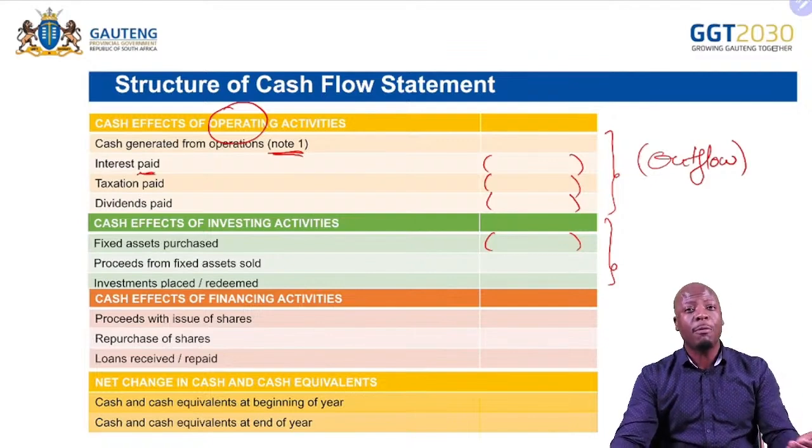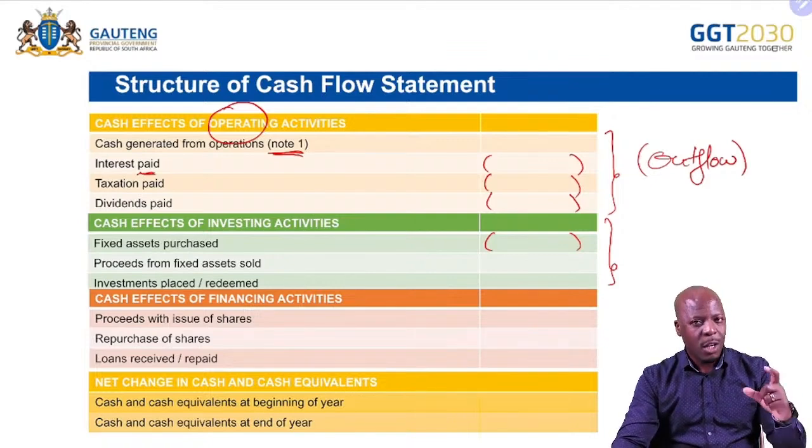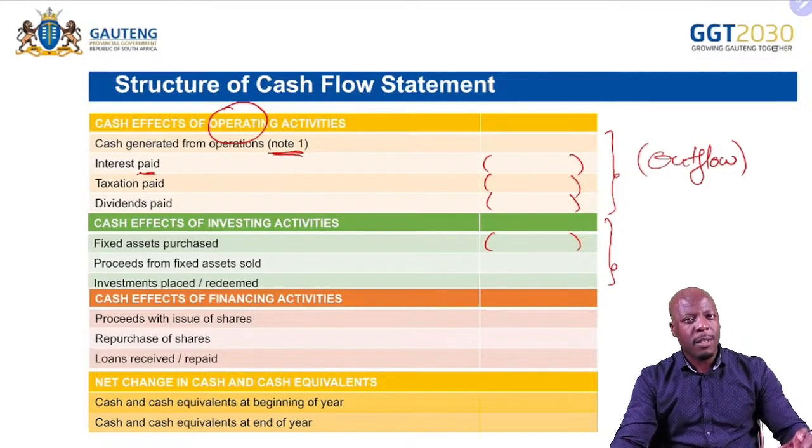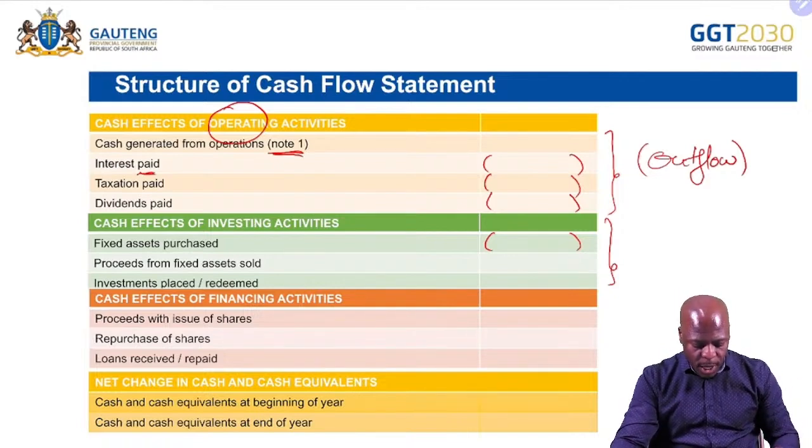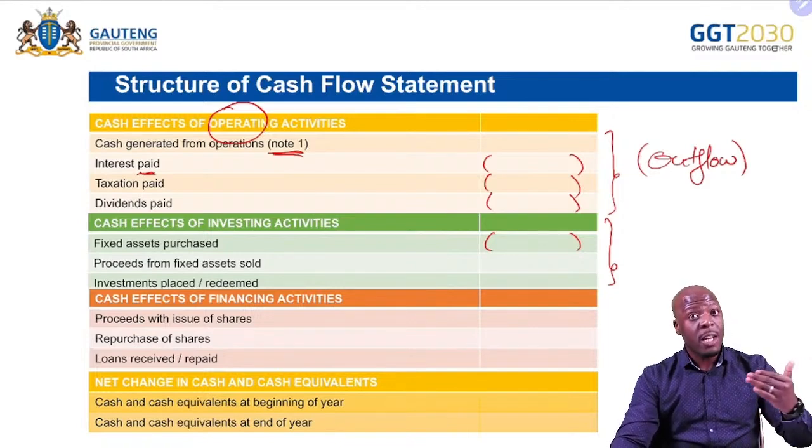And then the next one is proceeds from the sale of fixed assets. We do sell fixed assets, already you know, as a disposal. So once we sell our tangible assets, we have cash inflow. So that aspect is not going to have brackets because it is cash inflow.